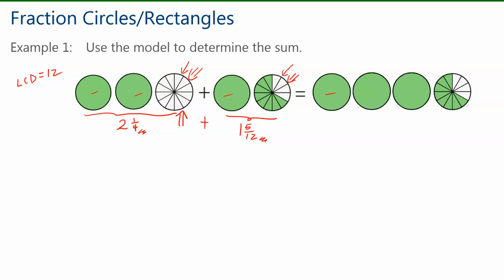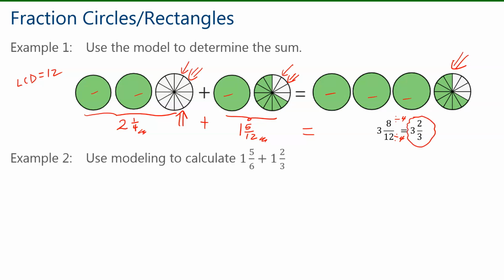We see that, yep, we do have 3 fully shaded circles. And now we have 8/12 of the 4th whole. So our sum of 2 1/4 plus 1 5/12 is 3 8/12. But is that simplest form? Not quite. The fraction piece, the proper fraction, can reduce, and we get 3 2/3.